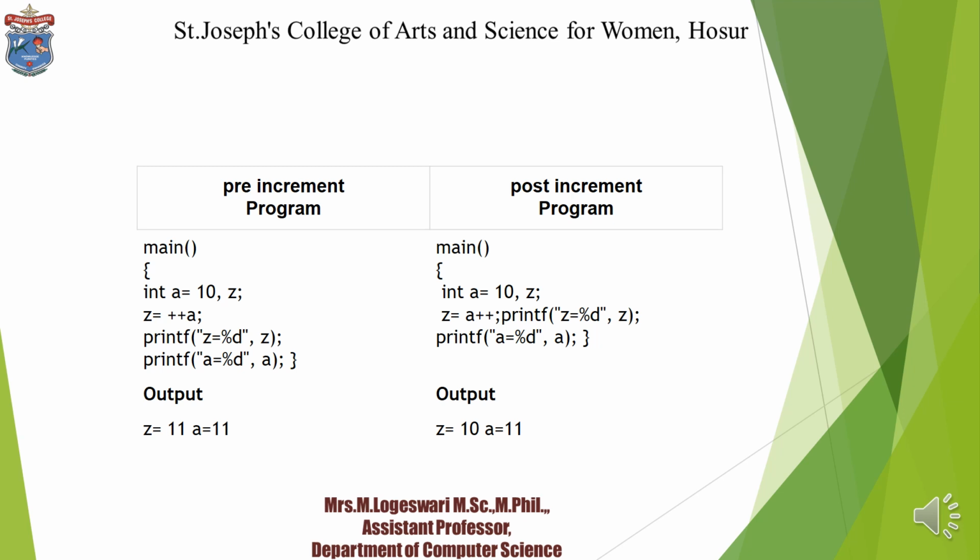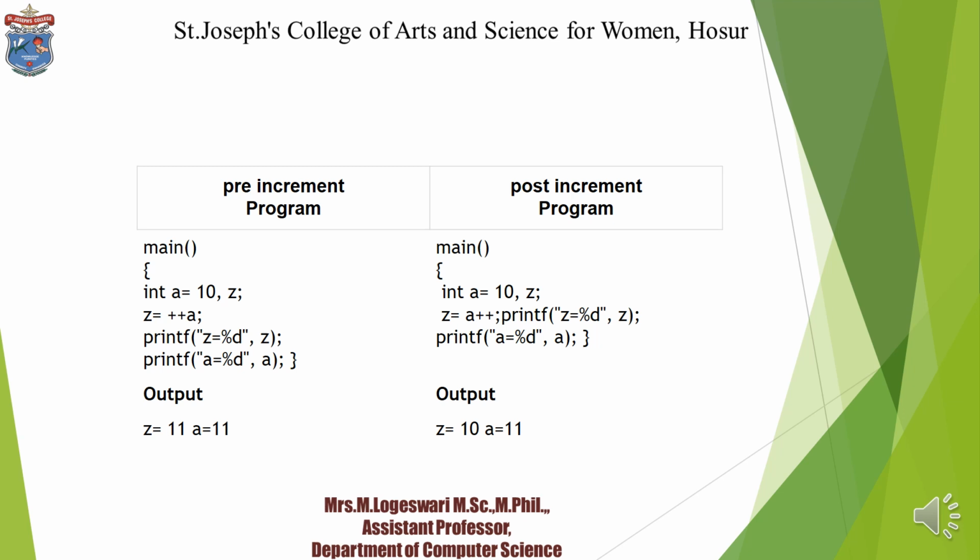Next one, post-increment. The post-increment program also has the main function, and also two variables, a equal to 10 and z. What is the expression here? z equal to a plus plus. It means the post-increment works by first assigning the a value to z, after that the a value will be increased.